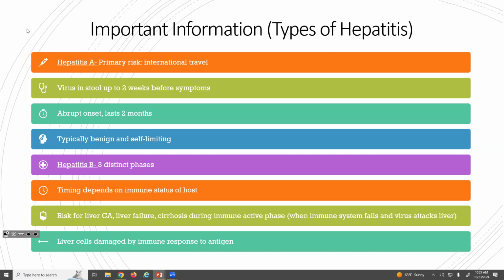Okay. Hepatitis B, you're gonna have 3 distinct phases. The timing does depend on the immune status of the person who's infected. So if you have lower immune function, you may start to see symptoms a little bit more quickly. There's a risk for liver cancer, failure, or cirrhosis with hepatitis B. So do you see why that one's a little more worrisome? It can lead to those more insidious disease processes.